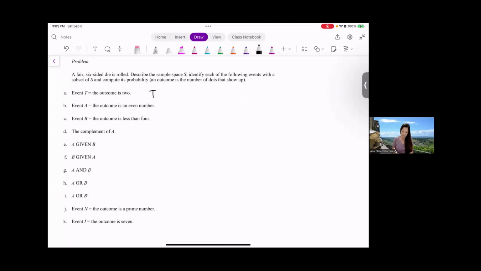So T, the sample space, is just the number 2. And if your total sample space is 1, 2, 3, 4, 5, and 6, that's 6 outcomes, which means the probability of T is going to be 2 out of that 6. You could reduce this to a third. You could turn this into a decimal if you want, or a percent. I'm just going to leave it as is.